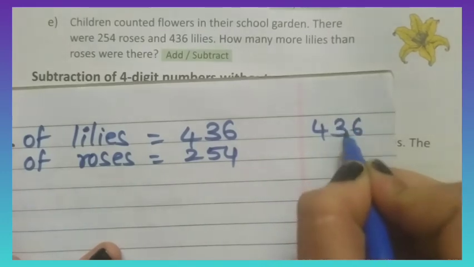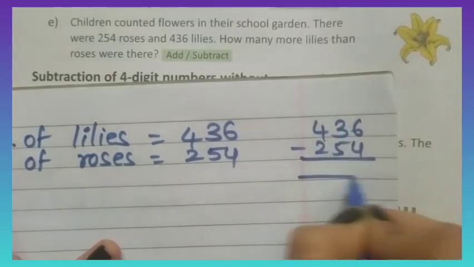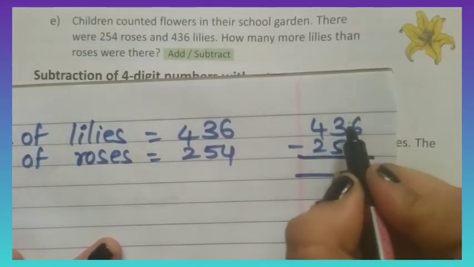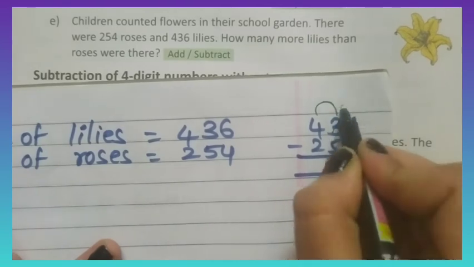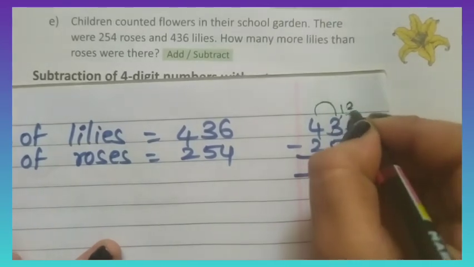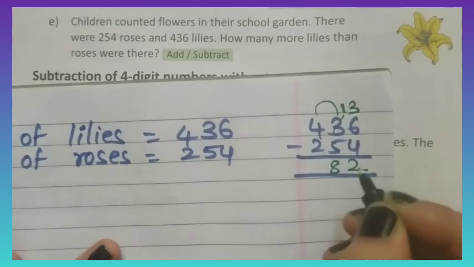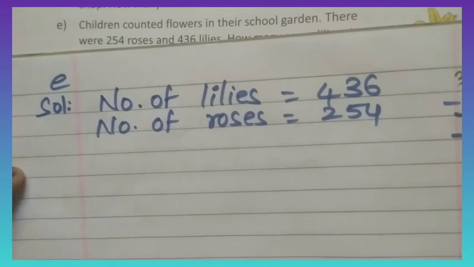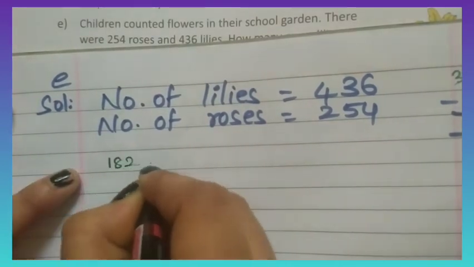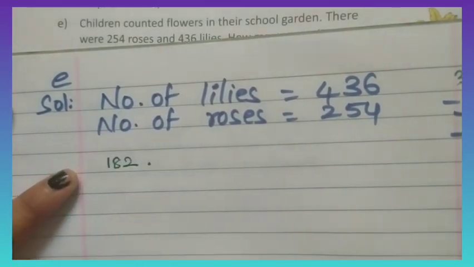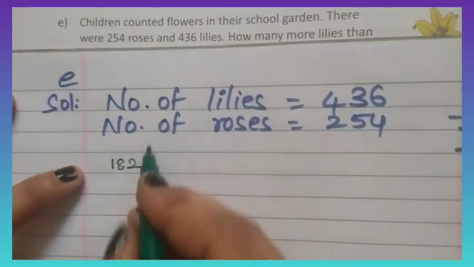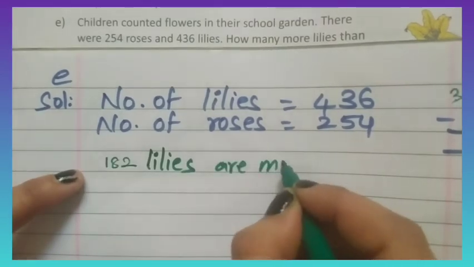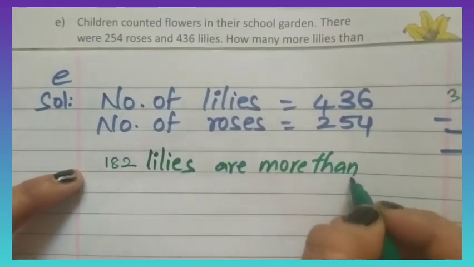Subtraction. 436 minus 254. Look, 6 minus 4, 2. 3 minus 5, borrow. 13 minus 5 is 8. Next, this is 3. 3 minus 2 is 1. Therefore, 182 lilies are more than roses.